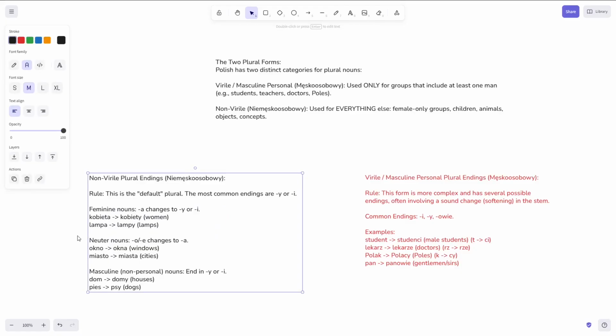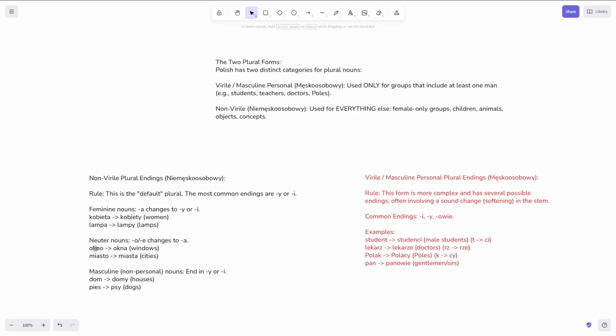Then we have neuter nouns. Okay? So for example, a singular okno, plural is okna. Then we have a singular miasto, and the plural is miasta. And for some masculine nouns as well: dom, singular, house, plural, domy. Singular pies, dog, plural, psy. Okay?